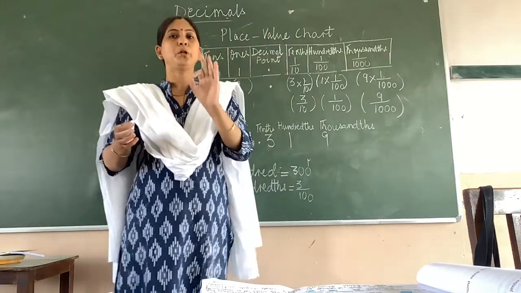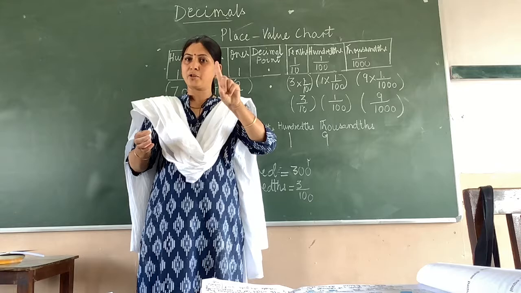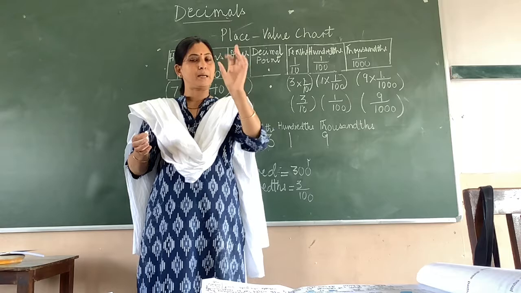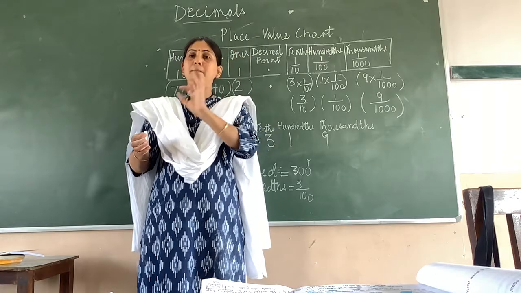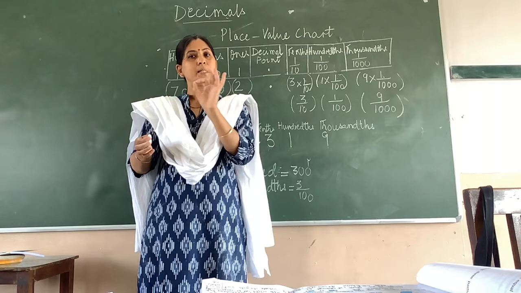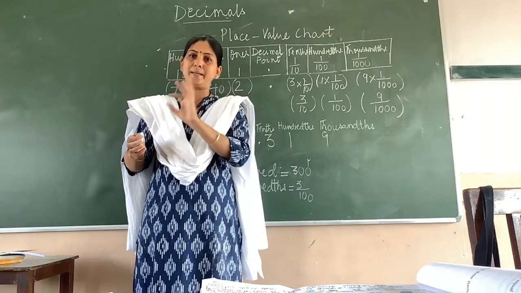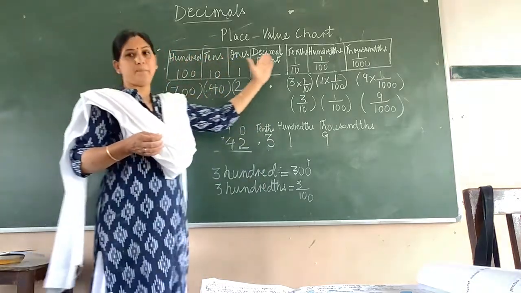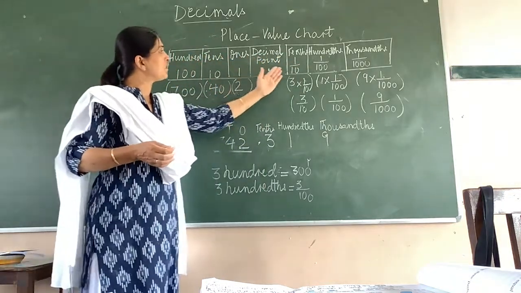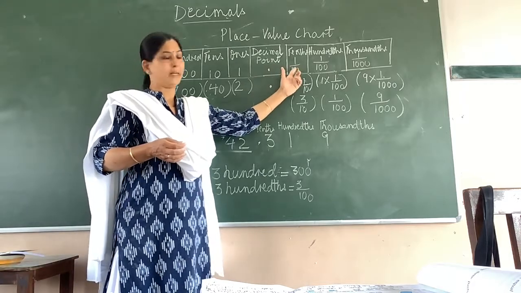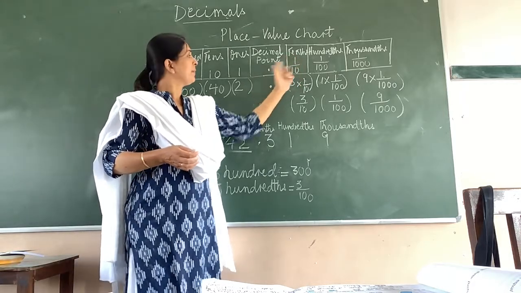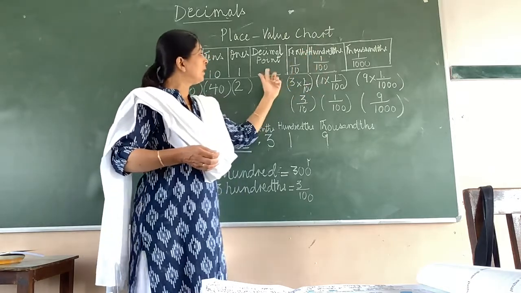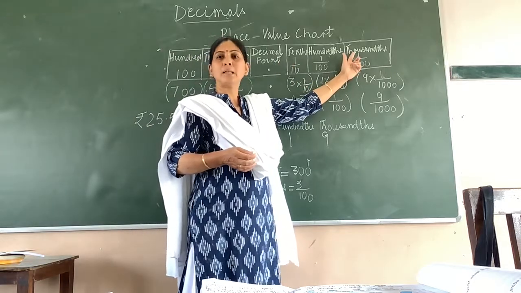Now you also learned today about decimal fractions. The next thing you learned was decimal places. If you want to know how many decimal places are there in a number, we see the number of digits after the decimal point, and that many decimal places are there. Then we learned about the place value chart. The digit immediately after the decimal point is in the tenths place. The second digit after the decimal is the hundredths place. The third digit is the thousandths place.